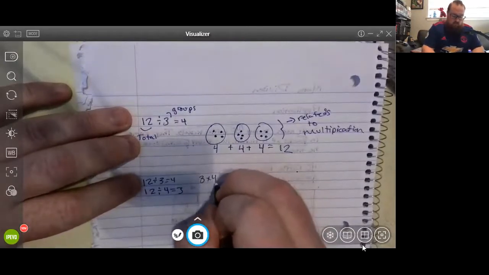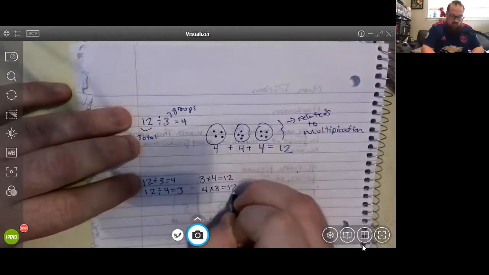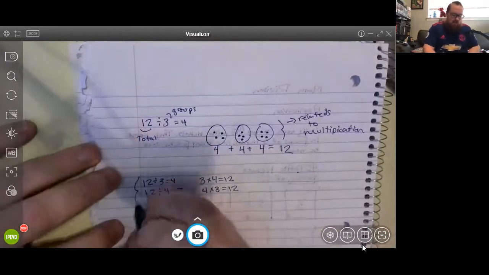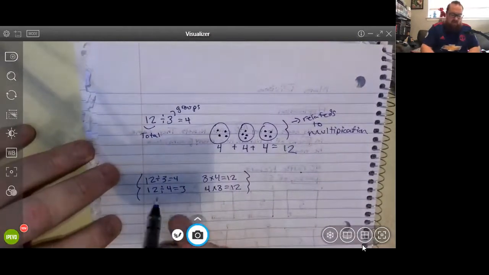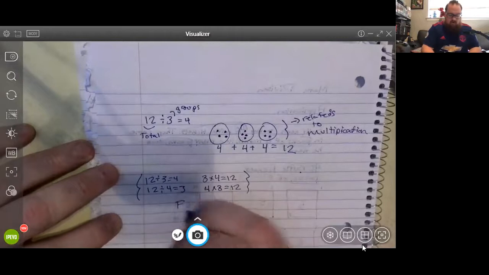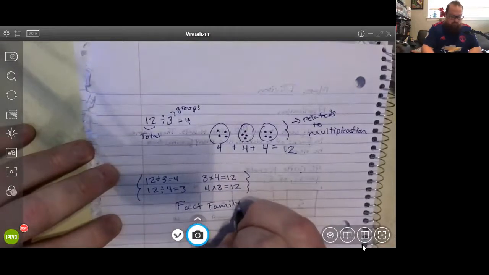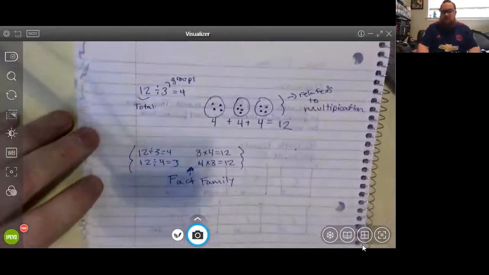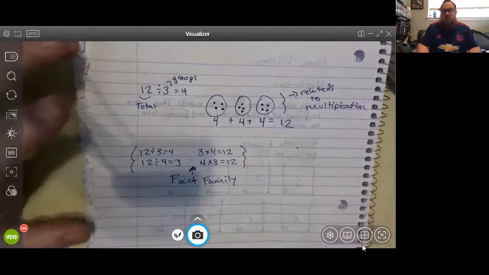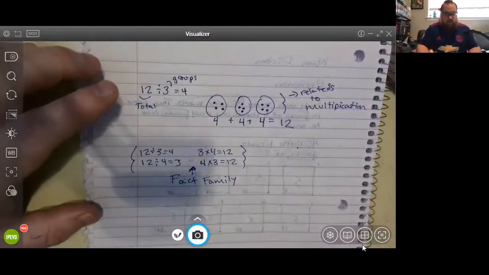3 times 4 is 12. 4 times 3 is 12. Notice again how multiplication and division are related to each other. And this, my friends, is called fact families. If we can multiply, we can divide. All you need are 2 numbers, and you can figure out that last number every time.